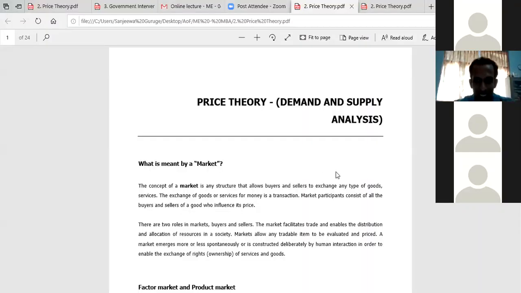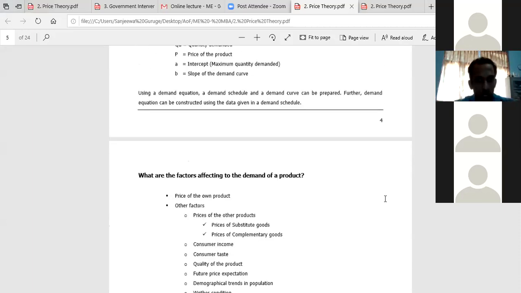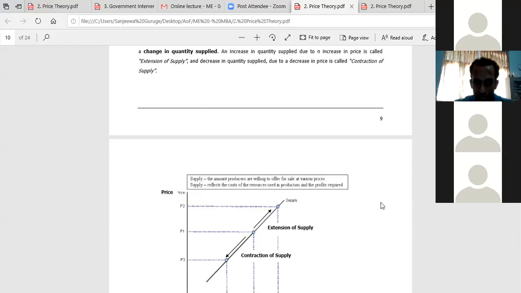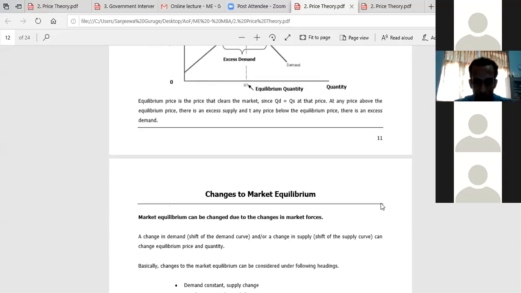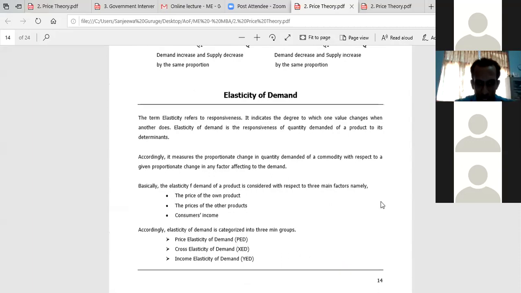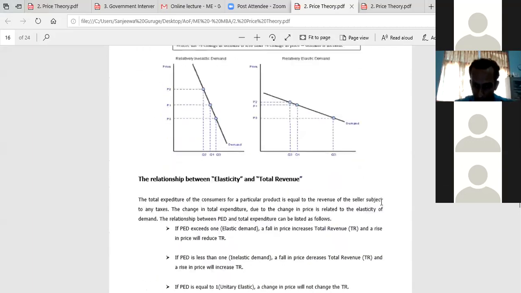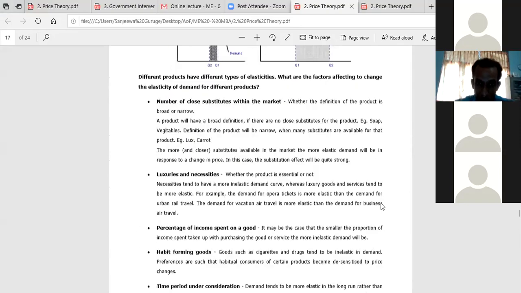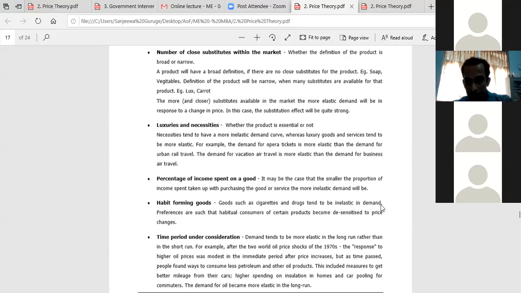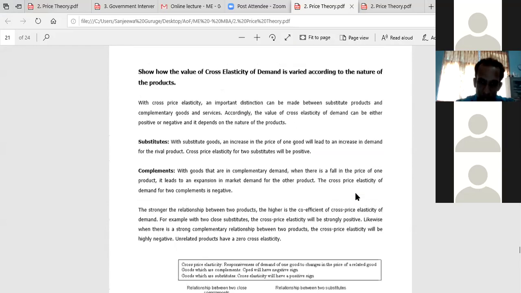Yeah. Right. So here in this price theory note, all the points we discussed are explained in detail: demand, supply, equilibrium, changes to the equilibrium, and elasticity. It gives the meaning of price elasticity, and the factors affecting price elasticity of demand in very detail with examples. And why it is important, all the points are given.